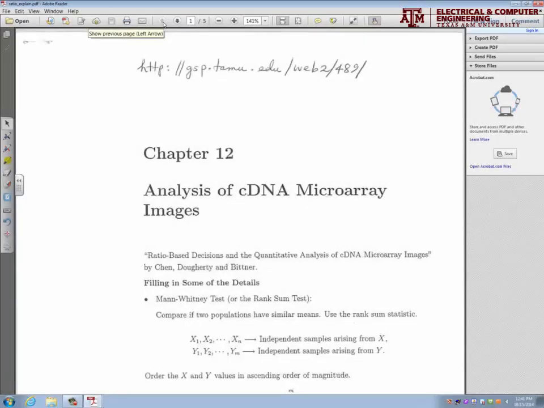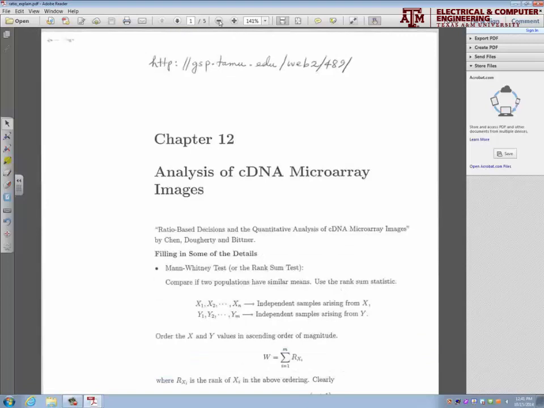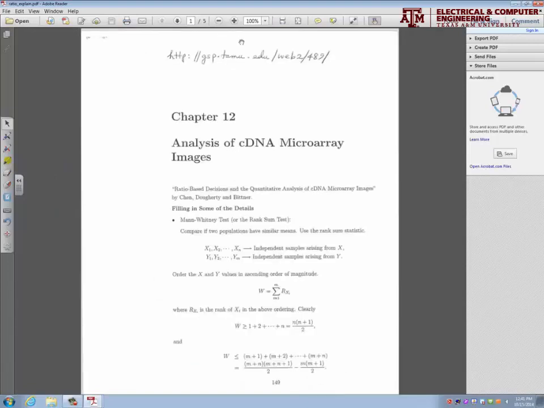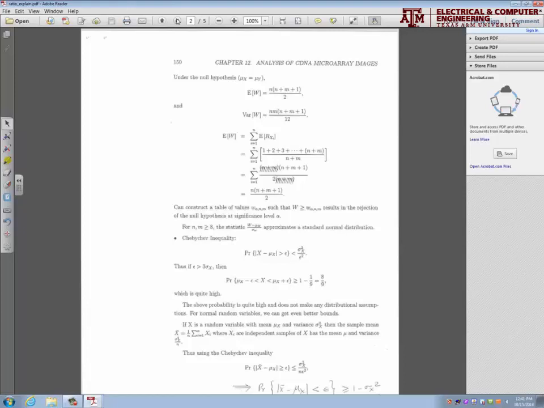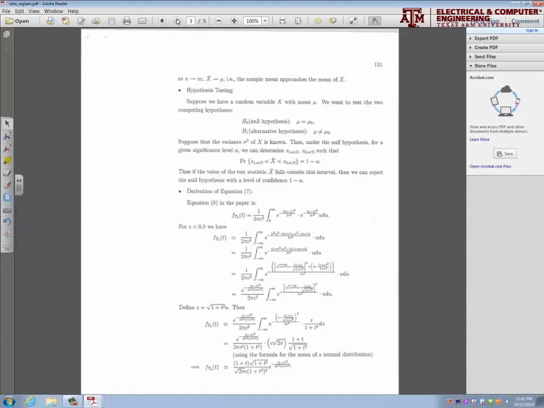Okay, so I was going through this explanatory material last time, and I think we had a little bit left. We went through the rank sum test, then I talked about the Chebyshev inequality, then hypothesis testing. There are only two things remaining. One is the derivation of equation 7, that you can see here. I will show you equations 6 and 7, so this part will fill in the gaps when we start looking at the paper, going from equation 6 to equation 7.